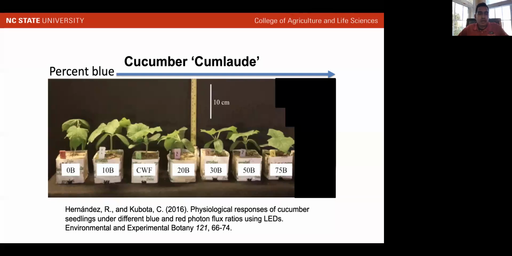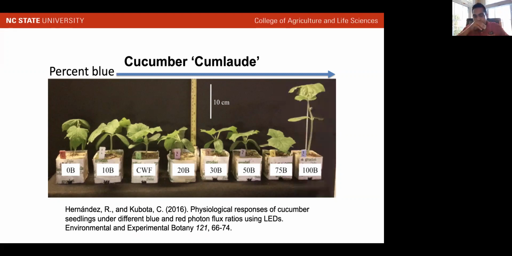This is an old study that we performed a few years ago, and you can see how blue light decreases the plant height of this young cucumber seedling. It is 10% blue, cool white fluorescent lands around 20% blue, and as you increase the blue light, you make the plant more compact. But when you remove red light completely and give 100% blue light, the plant response is different.